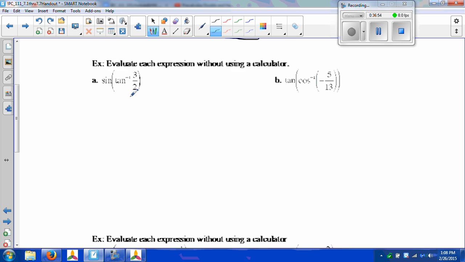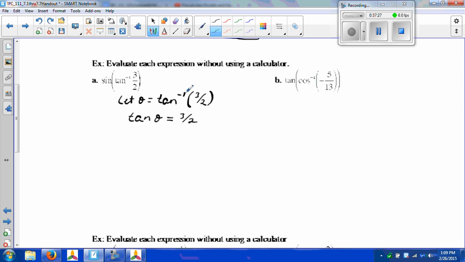So the tangent inverse means that this output is an angle. If I think of the output as an angle, then I can let theta be the output. Let it represent whatever the tangent inverse of 3/2 is. Then by definition of inverse, that must mean that the tangent of theta is 3/2.